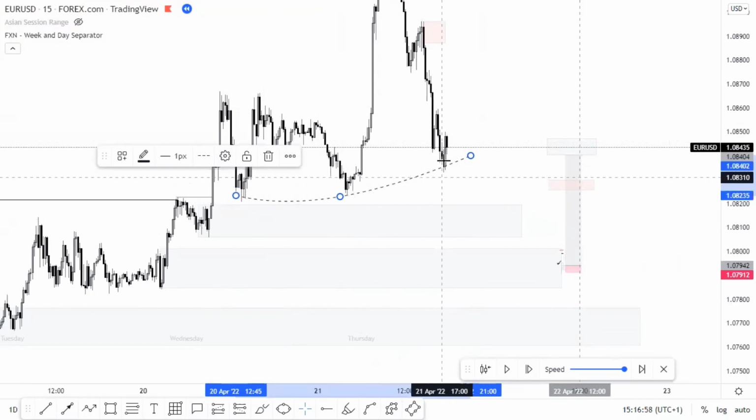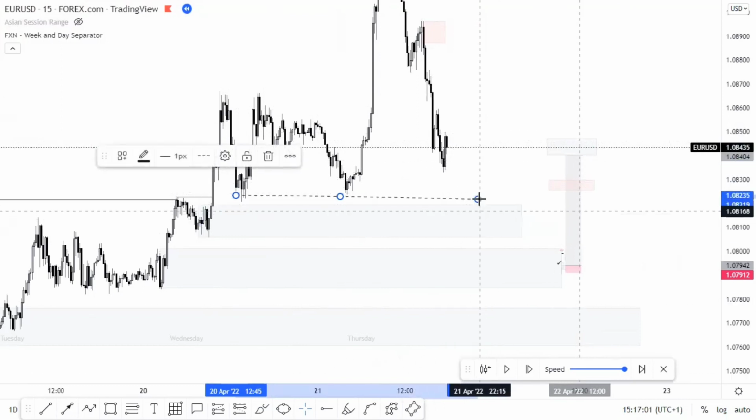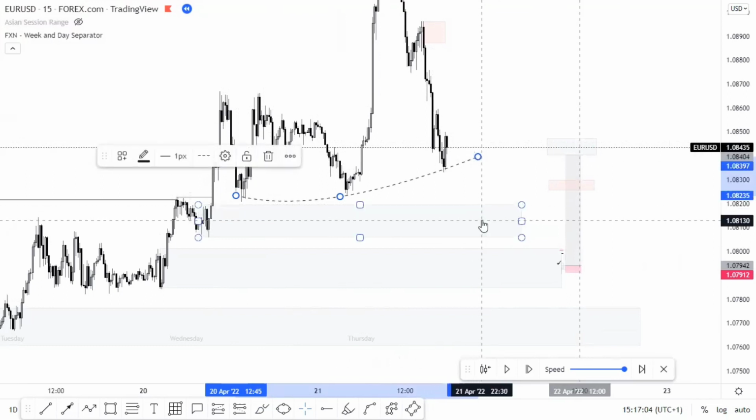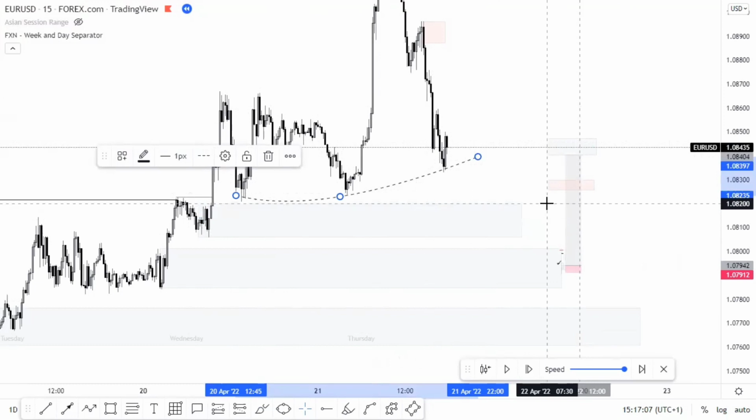So I was expecting that the market would go up a little bit, then come down to this demand zone after sweeping all this liquidity. So I set my alert around this place, and this was the price of it, 1.08198.